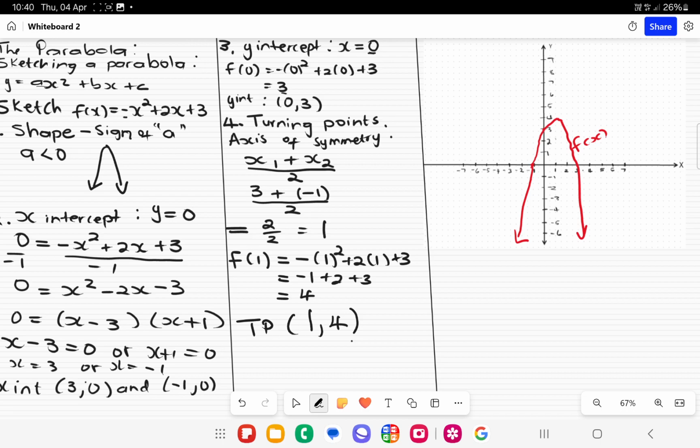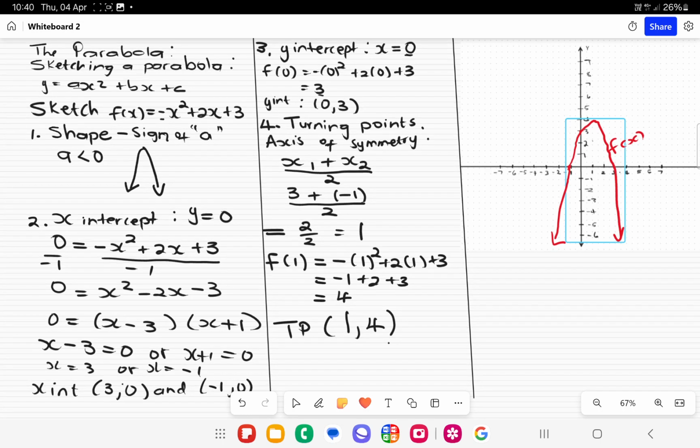Recap. It's looking down. Shape set to look down, so I believe all is well. So again, recap. Shape: down. X-intercepts, y is 0. Y-intercept, x is 0. Turning point, axis of symmetry, and substitution of the axis of symmetry into the original equation. And you are done. You are ready for your many marks.